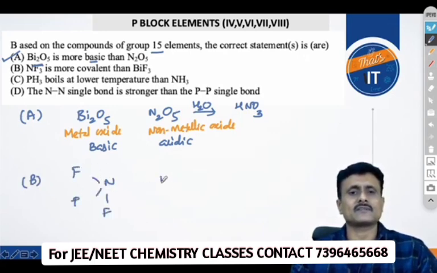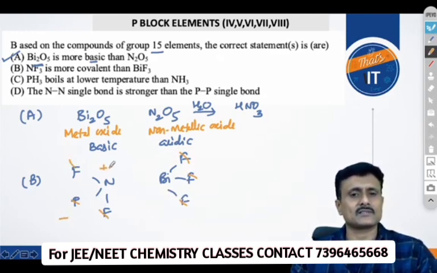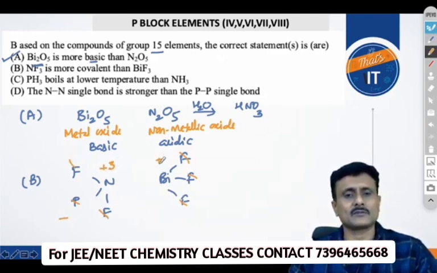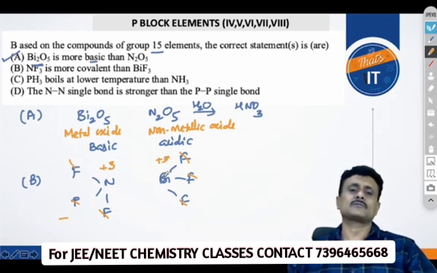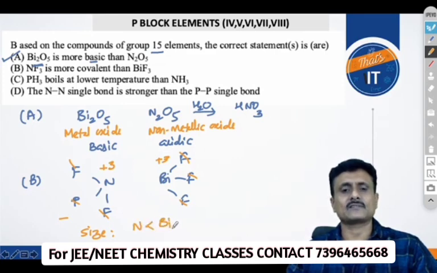You can see NF3 and BiF3. So common here is fluorine. So I'll ignore fluorine. And you know, fluorine is more electronegative, it gets minus charge, hence nitrogen gets +3 and bismuth also gets +3. So the charges are also same, but only one factor which is differing for these two is nothing but what? Size. Nitrogen size is less than that of bismuth.